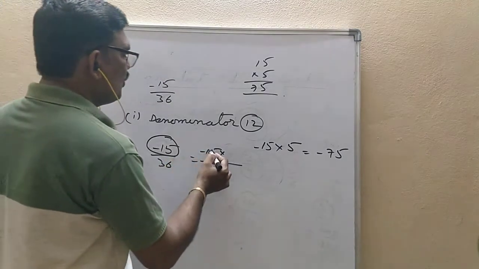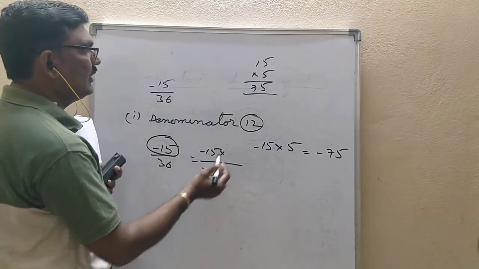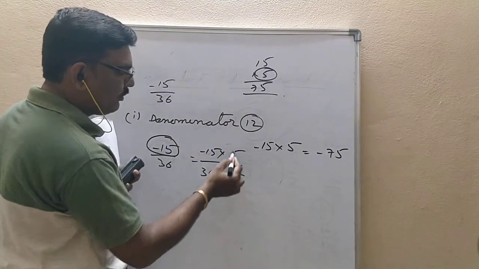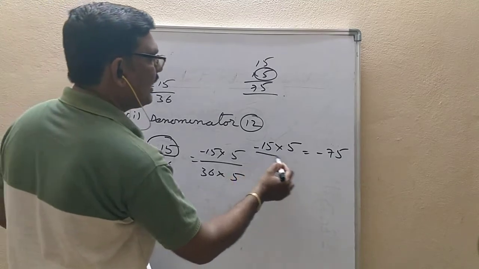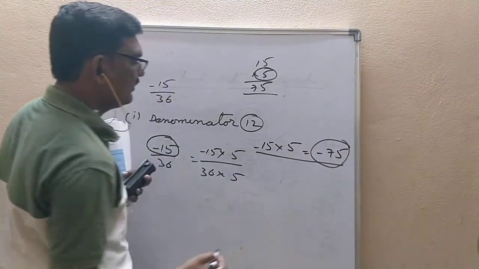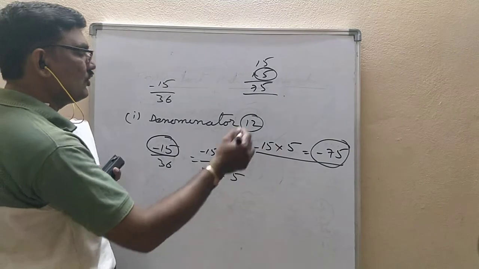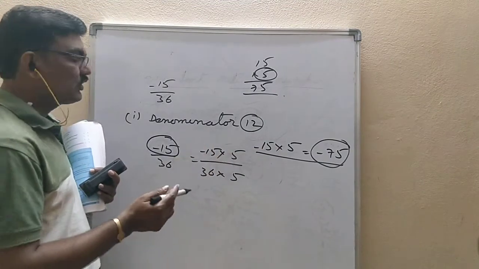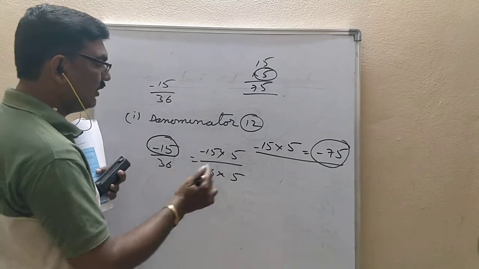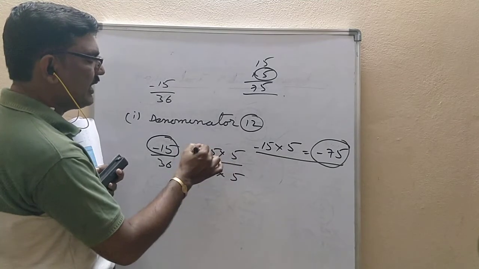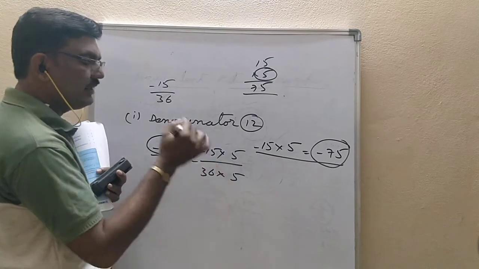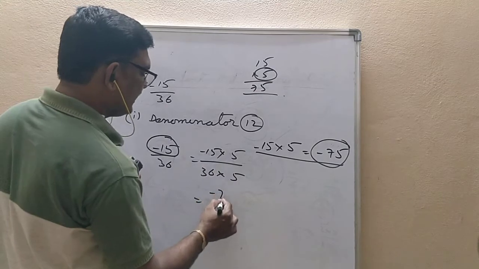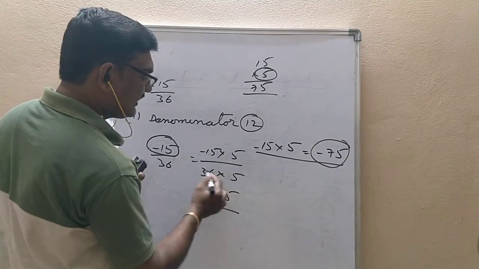So numerator and denominator you should multiply with 5. Why do you have to multiply with 5? Because I have to get minus 75 in the numerator. To get minus 75 as numerator, this minus 15 should be multiplied with 5. So without changing the value, with the 5 you multiply the numerator, you have to multiply the denominator also. Then 15 5s, minus 75 will come, and 36 5s.